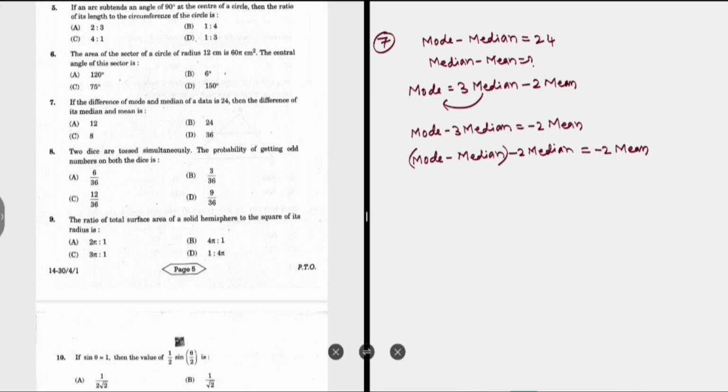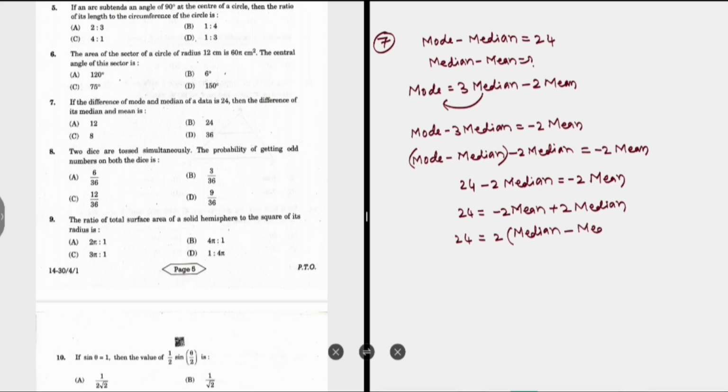Now this value we have given, how much is it? 24. So substitute 24 here, and the result will be 24 minus 2 median is equal to minus 2 mean. So transpose 24 that side, minus 2 median that side, we get 24 is equal to minus 2 mean plus 2 median. Now we can take 2 common. 24 is equal to 2 times median minus mean. Median is positive here.